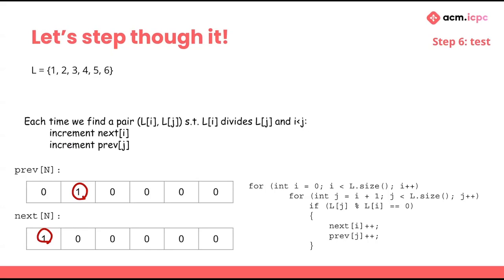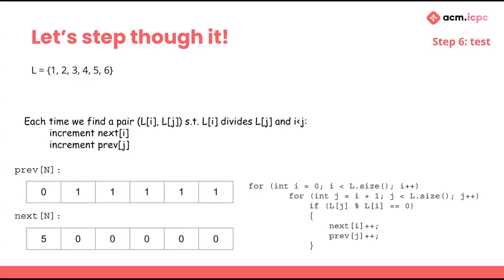Okay, so the next step, we consider 1 and 3. 1 divides 3. Again, we get that there are two elements that go after element 1 that 1 divides. And for each element, 2 and 3, there is one element that goes before it that divides it. Okay, and so on and so forth. So when we step through the inner loop for element 1, we consider 1, 2, 1, 3, 1, 4, 1, 5, and 1, 6.